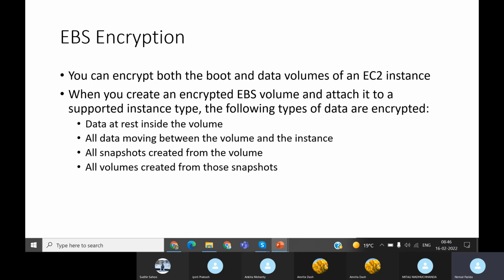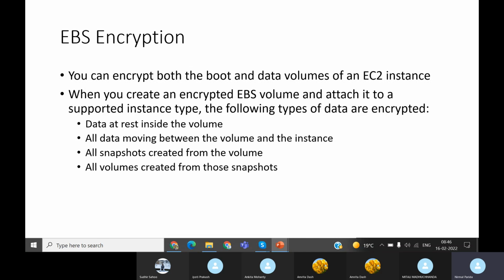EBS encryption. You can encrypt both boot and data volumes of an EC2 instance. When you create an encrypted EBS volume and attach it to a supported instance type, the following types of data are encrypted.